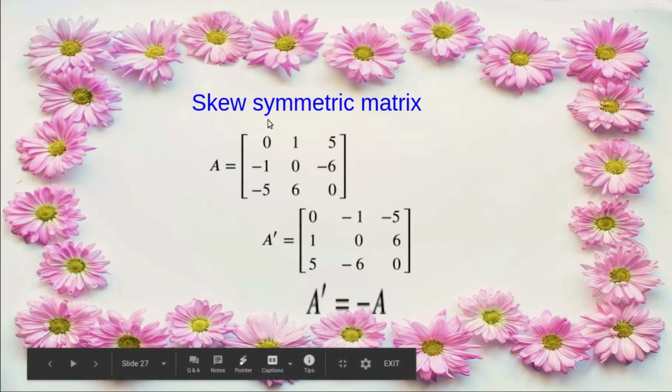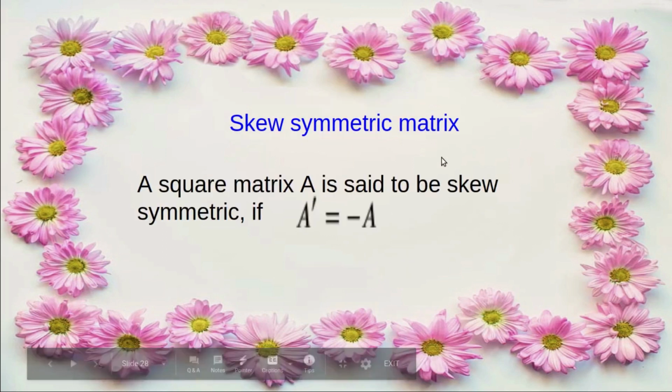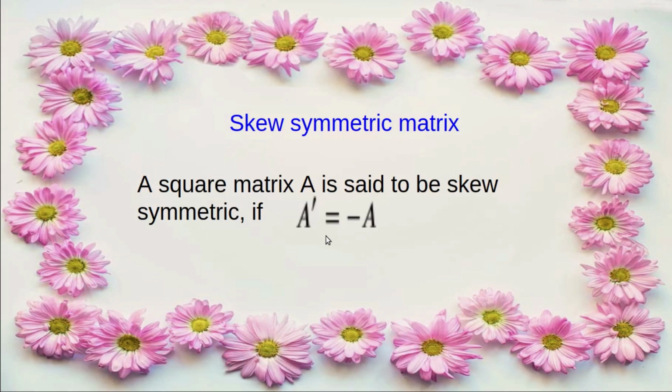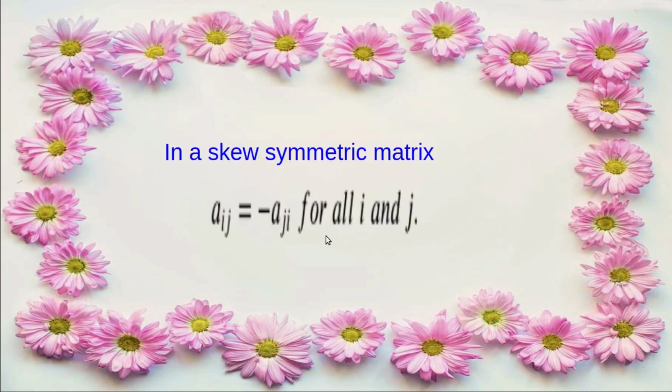Such matrices are known as skew symmetric matrices. A square matrix A is said to be skew symmetric if A transpose equals minus A. In a skew symmetric matrix, Aij equals minus Aji for all i and j.